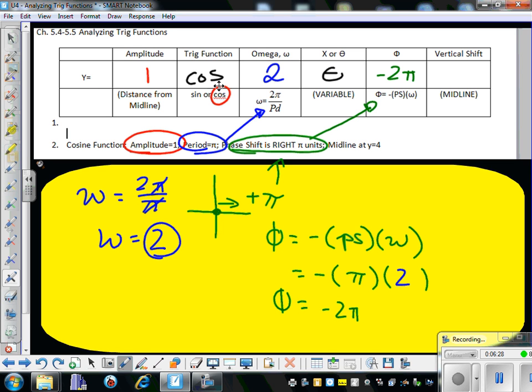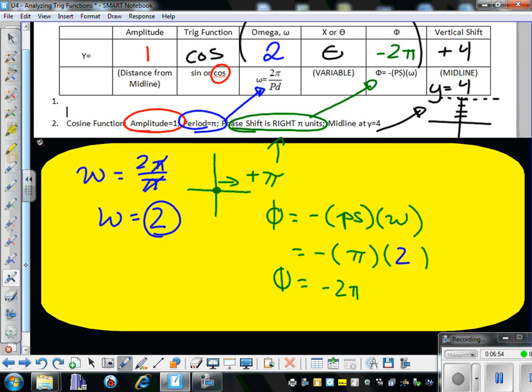Now here it says that our midline is y equals 4. Well, that means we want 1, 2, 3, 4 on our y-axis. So that means we're up 4, so that's plus 4. Now, remember that from omega to phi gives us our parentheses. So if I scroll down just a little bit so I can give myself a little bit more room to work, I'm going to have y equals 1 times cosine, so that's cosine, parentheses 2 theta minus 2 pi plus 4. And that gives me my final answer.